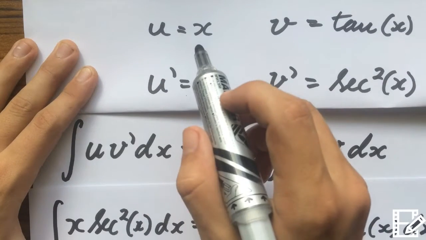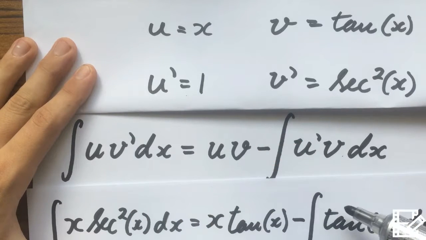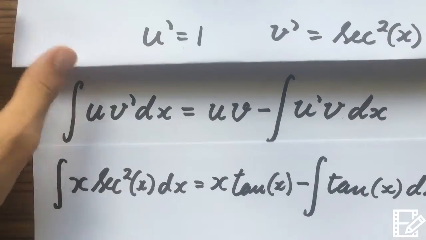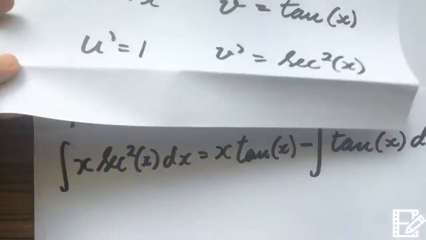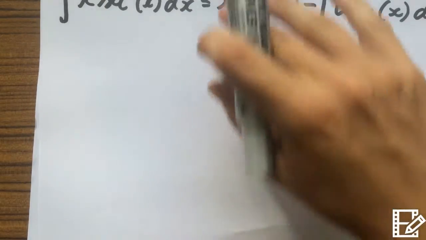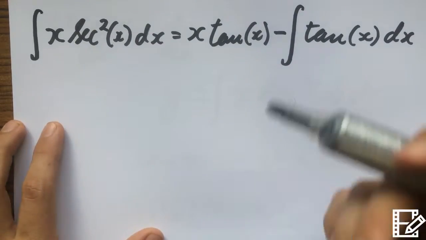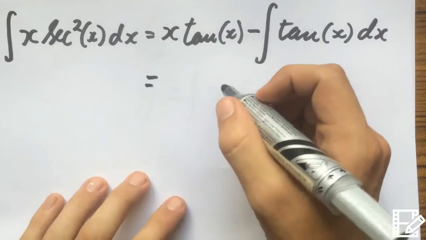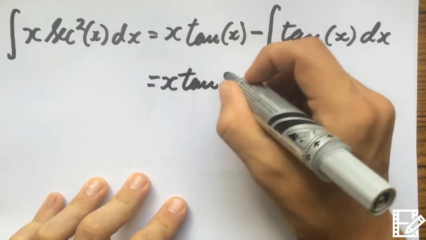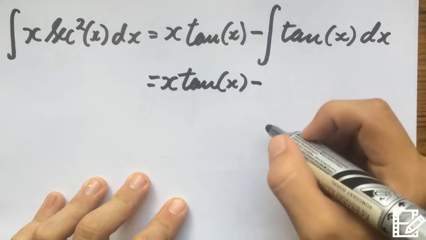The fact that I chose x to be u, when we derive it we get 1. 1 times tan x is just tan x, so we have one less thing to worry about. Okay, so now we've got that. Now we've got the equation, we can finish it or find the answer. X tan x, no problem there, we just leave it. Subtract the integral of tan x.